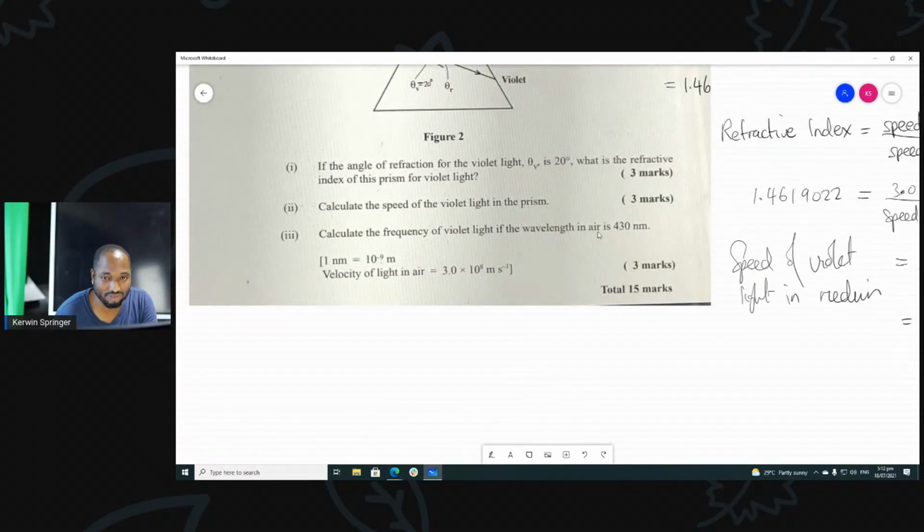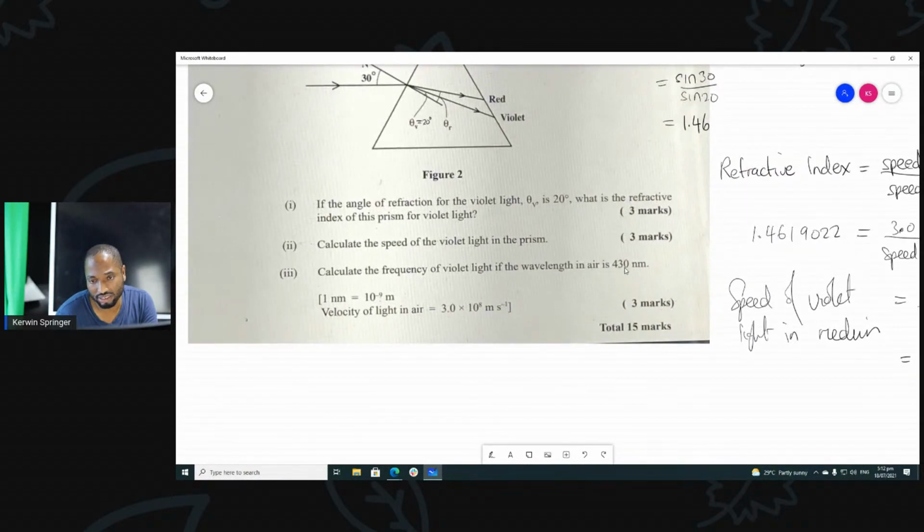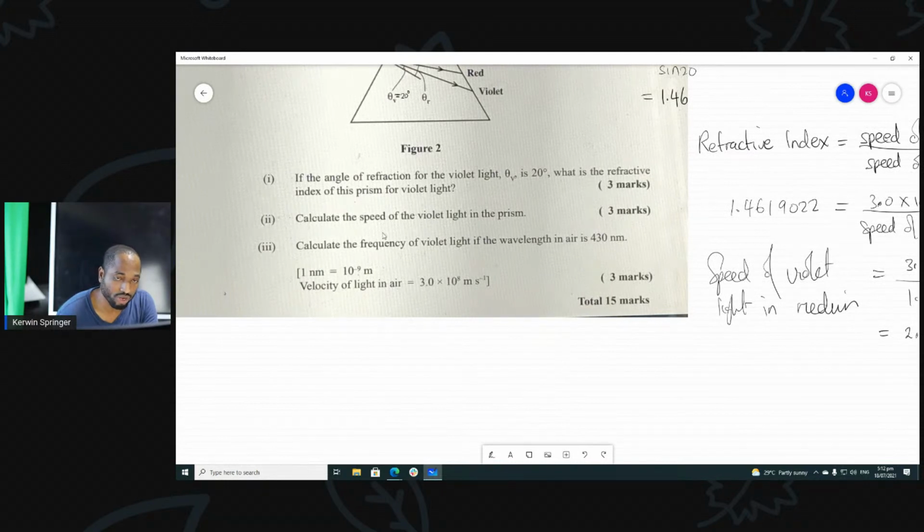Calculate the frequency of violet light if the wavelength in air is 430 nanometers. Okay, so we want the frequency in hertz. What's the equation that links frequency, speed, and wavelength? V is equal to F lambda, right? So the velocity is 3.0 times 10 to the power of 8. The frequency is what we're trying to find. And the wavelength is 430 nanometers, so times 10 to the power of negative 9, we need to put that.